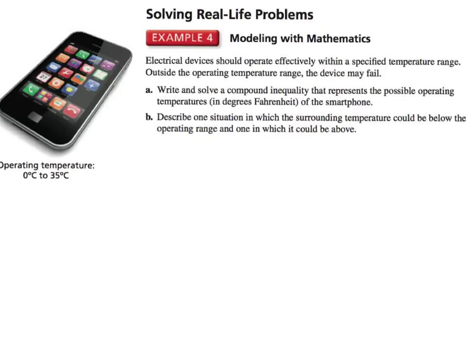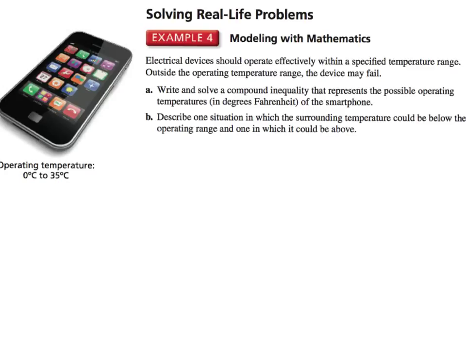Example 4, our real-life problem. Electrical devices should operate effectively within a specified temperature range. Outside the temperature range, the device may fail. So if we just look down here, it looks like an iPhone, it has to be between 0 degrees Celsius and 35 degrees Celsius for the operating temperature. So we want to write and solve a compound inequality that represents the possible operating temperatures in degrees Fahrenheit of the smartphone. Well, first off, what do we know?